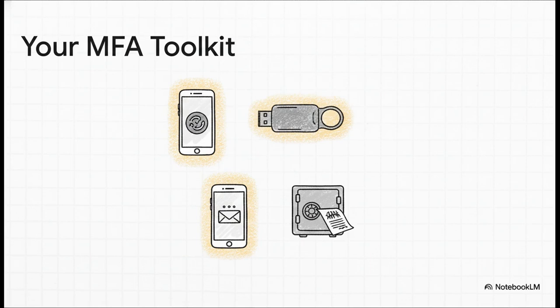And you've got options for that deadbolt. Authenticator apps and those little physical hardware keys, they're the gold standard. They're tied right to your device. SMS codes are, well, they're better than nothing, for sure, but they can be intercepted. And no matter which one you choose, please save your backup recovery codes somewhere safe. You will thank yourself later.